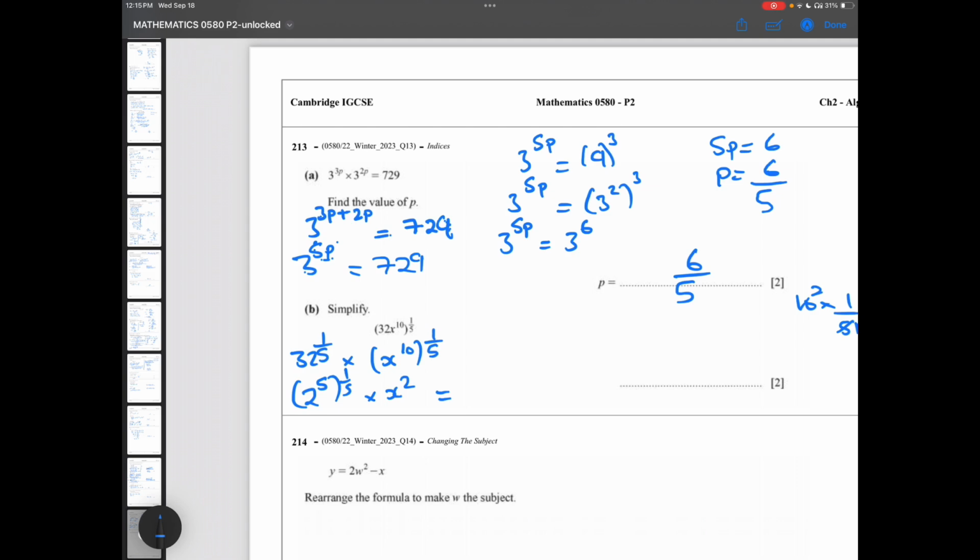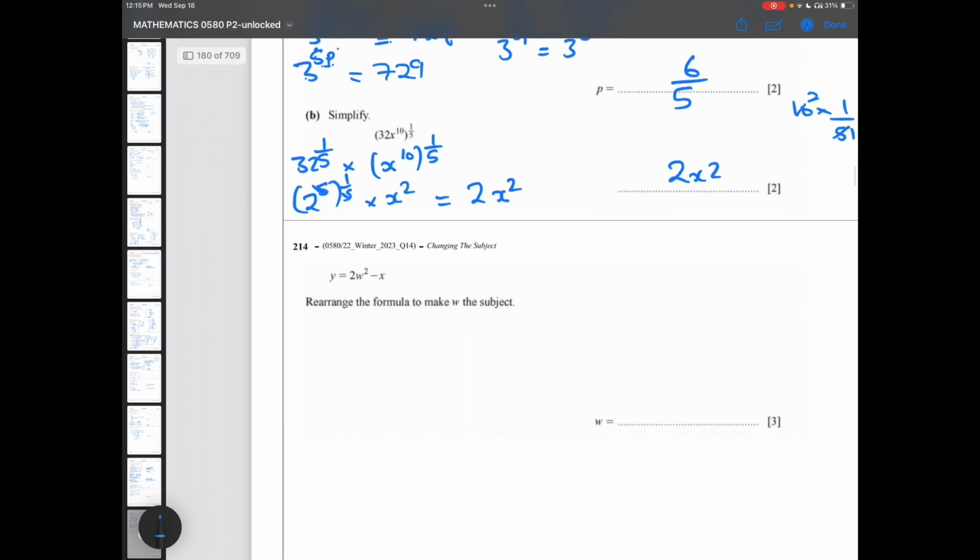Now 2 to the power 5 and whole power 1 upon 5. So these powers get cancelled with each other. 5 multiplied by 1 upon 5 is 1. So it becomes 2x square. This is our answer. This 5 cancels with this 5.